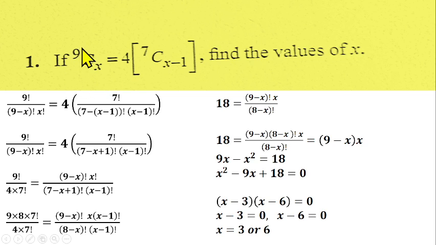The question said that if 9 combination x is equal to 4 times 7 combination x minus 1, you have to find the value of x. So it's quite simple as well. You just need to follow it step by step.